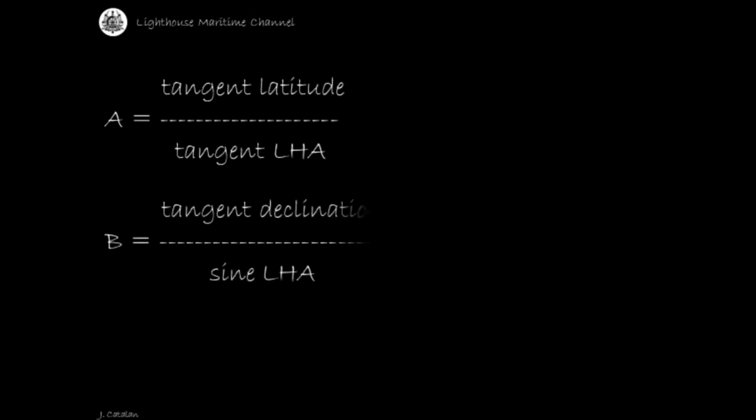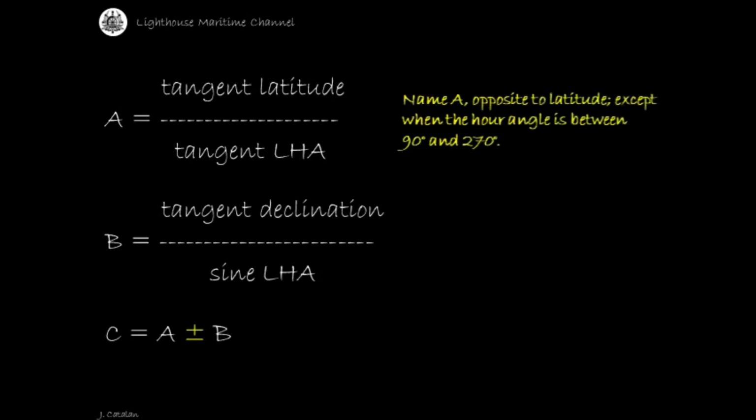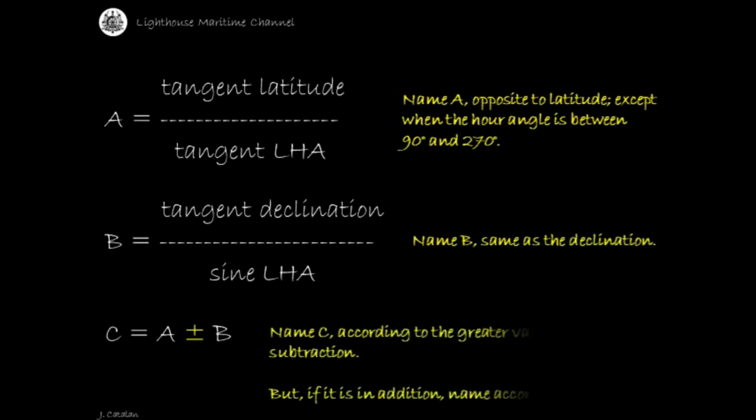A is equal to tangent latitude divided by tangent LHA. B is equal to tangent declination divided by sine LHA. C is equal to A plus or minus B. Name A opposite to latitude, except when the hour angle is between 90 degrees and 270 degrees. Name B same as the declination. Name C according to the greater value if it is in subtraction. But if it is in addition, name according to common.